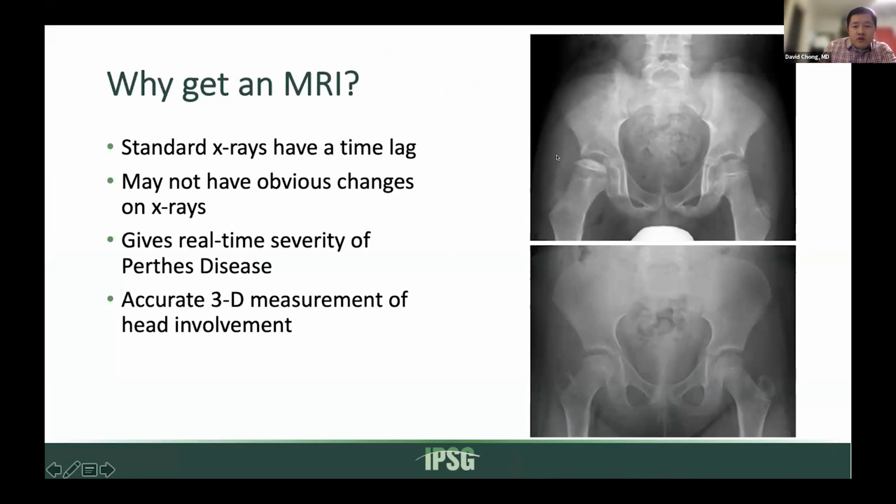On this X-ray here, you can see this one's pretty obvious. This kid has Perthes here involving the whole head. The second one is not so obvious, but in fact, if you get the MRI of this hip, and I'll show you later, that's just as involved with the head. That's just earlier in the time.